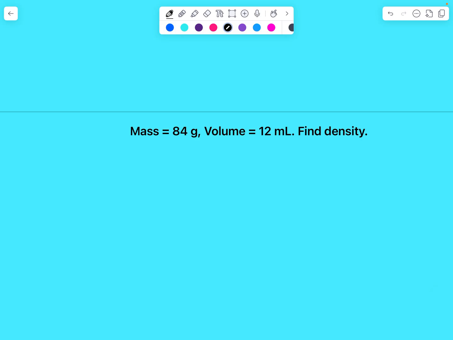They said in the form problem, mass is 84 grams, volume is 12 milliliters, find the density. Here's the density formula you guys need to know. Density is mass over volume. So density is 84 grams divided by 12 milliliters. That would get me 7.